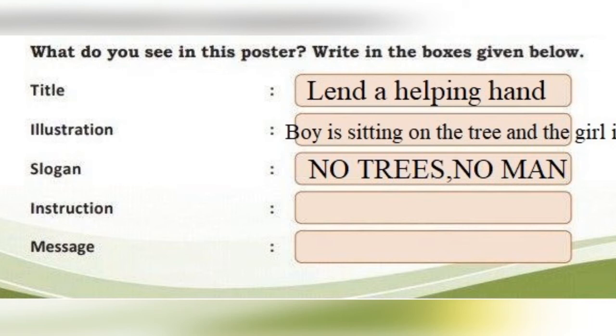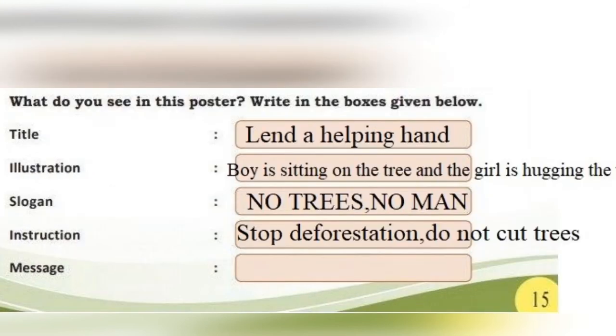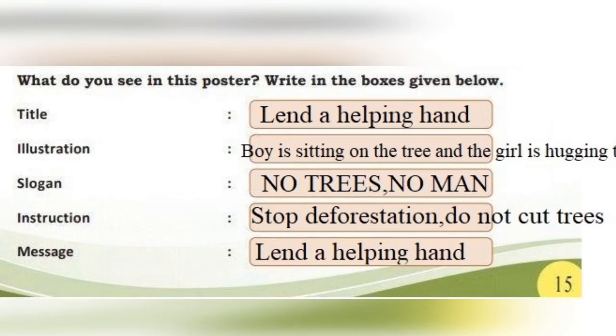What is the instruction? Instruction means telling to do something or not to do something. It is stop deforestation, save nature. You are instructed to not cut trees. Do not cut trees. These are the instructions in this poster. What is the message? Lend a helping hand to the nature, which means stop deforestation or do not cut trees is the message of this. So what is the task you are asked to do?